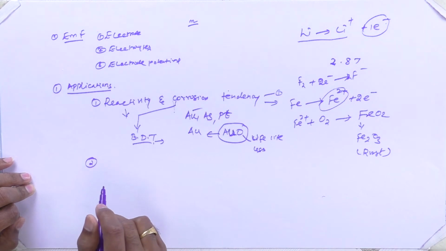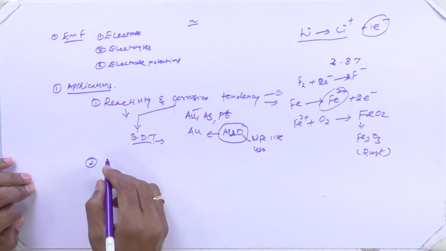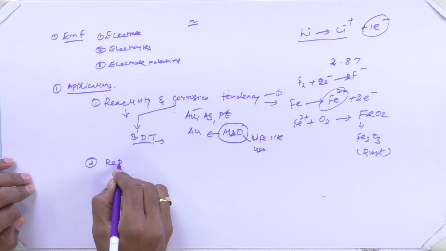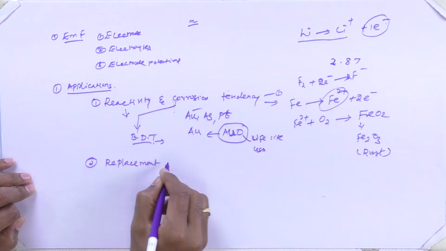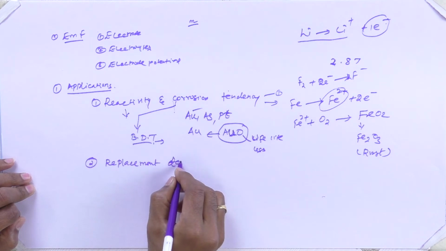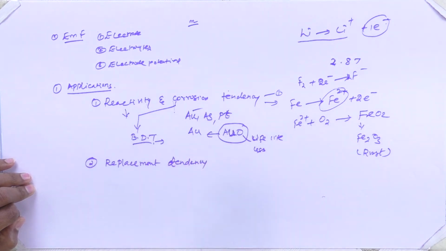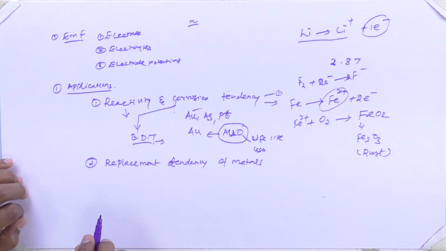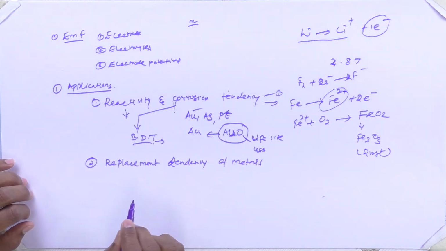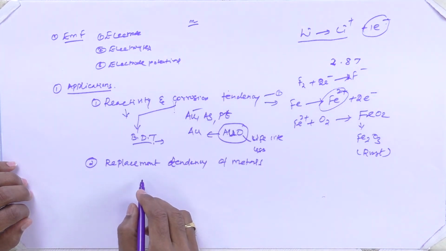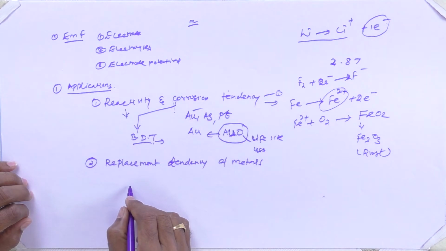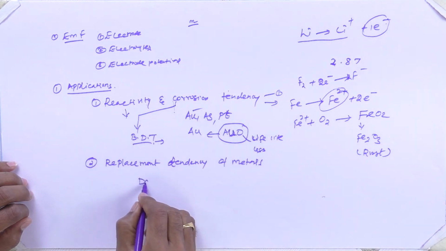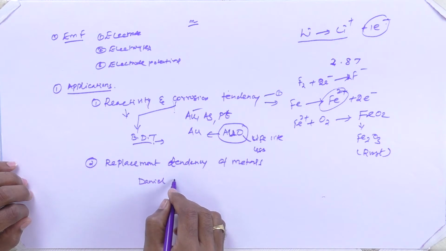The second application of the electrochemical series is that it is used to predict the replacement tendency of metals. For example, as far as electrochemistry is concerned, in the electrochemical series, during the construction of an electrochemical cell, let us take the Daniel cell. The Daniel cell is the best representative example of an electrochemical cell.